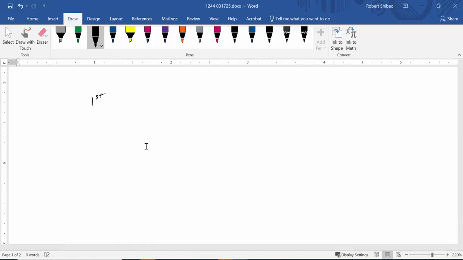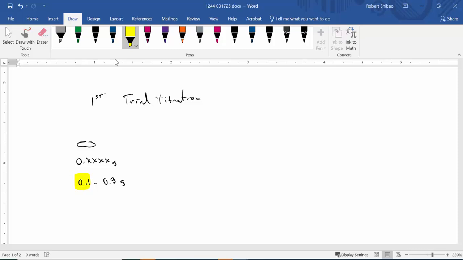So first, we're going to do a trial titration. You're going to get a sample of 0.XXXX grams, anywhere from like 0.1 to 0.3 grams. In that range should be fine. Don't go too high. Try to keep it close to 0.1 because it depends on your acid. But in case you overshoot it, don't worry. If you overshoot it, we're going to go with it.